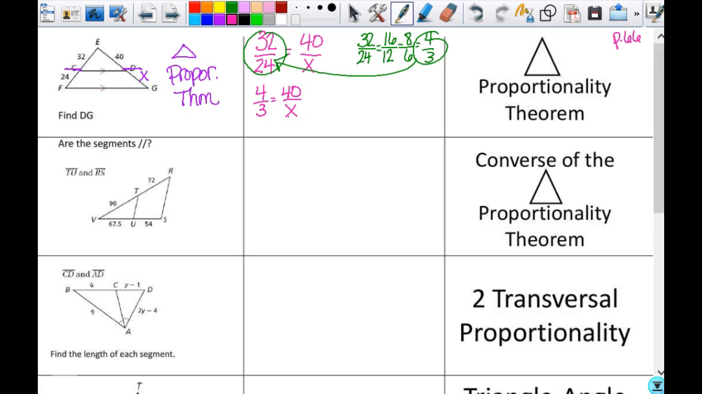Okay? So then I can cross multiply. So when I cross multiply, I'm going to get 4x equals 3 times 40. So 4x equals 120. And what does x equal? 30. Okay. And so then, am I done? No. So the length of DG is equal to 30. And now I'm done. Everybody okay with that? Any questions? All right.